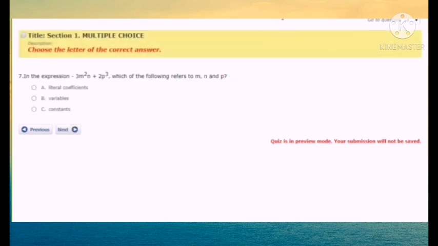Number 7. In the expression, which of the following refers to M, N, and P? So what do we call the letters M, N, and P? They are called variables. Okay, they are the letters which represent a certain unknown number.